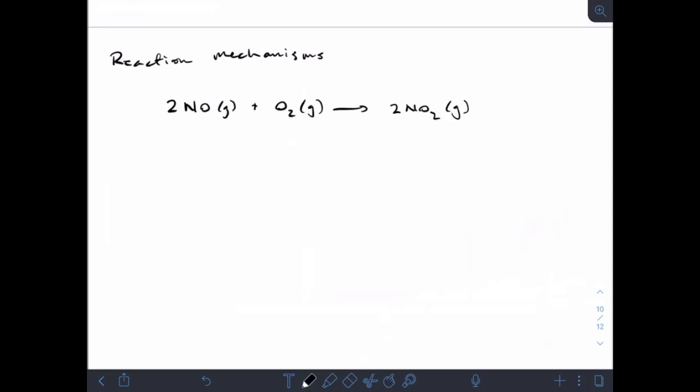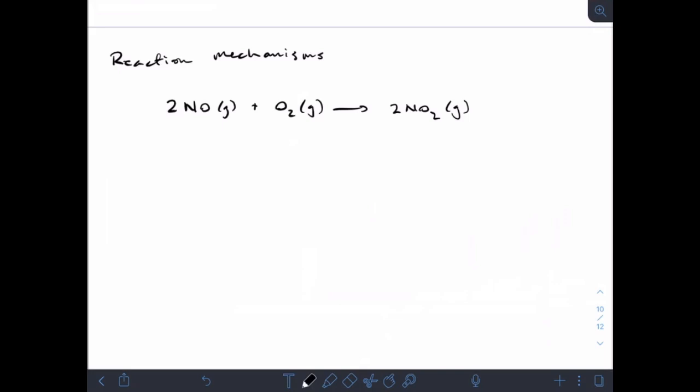Welcome to your third and final installment for Chapter 14. We're going to start with talking about reaction mechanisms, and then we'll finish with talking about catalysis, so the use of catalysts in reactions.